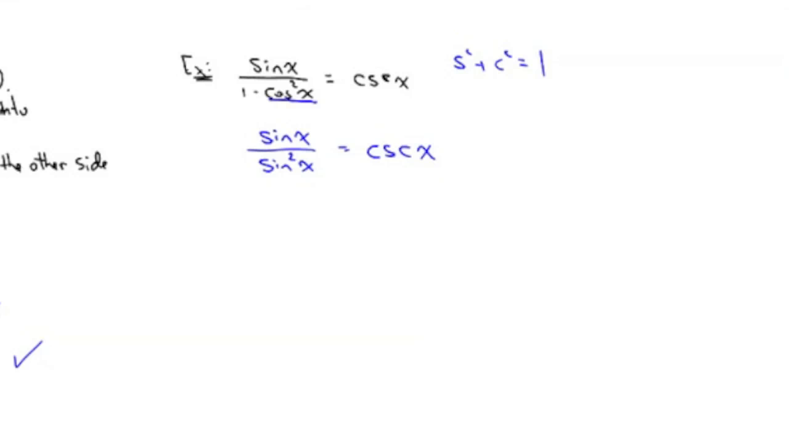And then you would cancel out one of the sine x's, and you get 1 over sine of x. And we want to make sure that that's equal to this. Yep. 1 over sine of x is cosecant, and we verified the identity. That's it. Pretty simple.